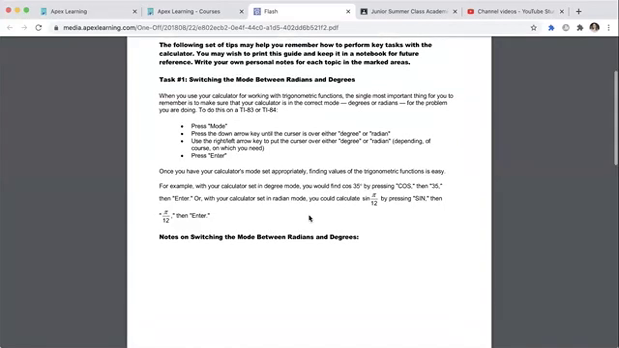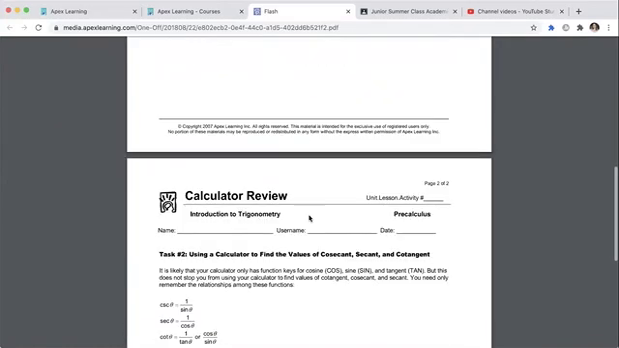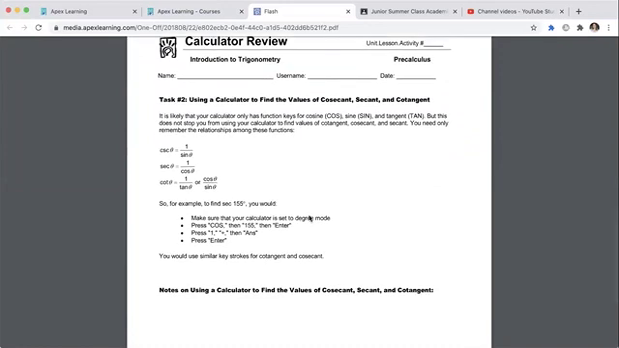The other one is if you need something like cosecant, we don't have that function, most of us, unless you bought a very advanced calculator. So in order to do that, you're going to have to type in 1 over sine of theta. And what they suggest for secant is 1 over cosine.